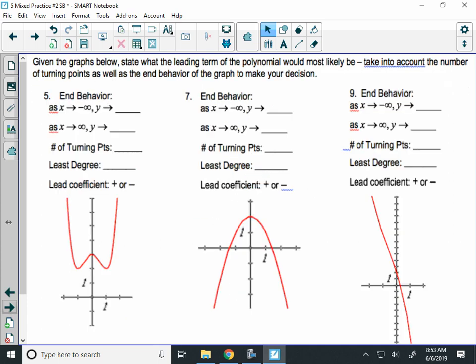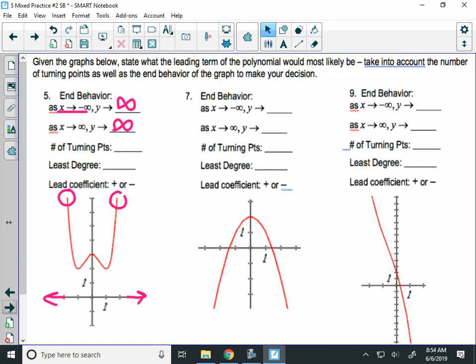All right, let's get down to number 5. 5, 7, and 9, all very similar. So let's talk about end behavior given this graph. As x goes to negative infinity, that's on the left here, my arrow is going up to infinity. As my arrow goes to the right, my arrow is also going up to infinity.